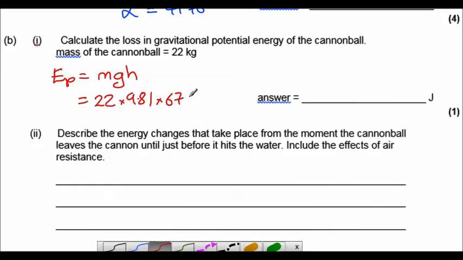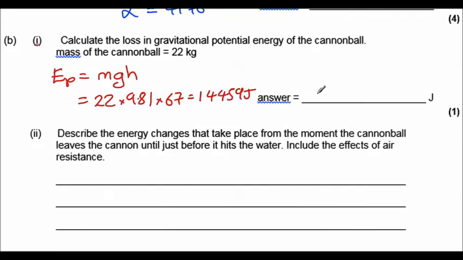Right, multiply those together, and you will get 14,459 joules. But beware of rounding that, because they'll be expecting you to do it to 2 sig figs. That rounds to 14000 joules. Okay, so there you go, 1 mark.